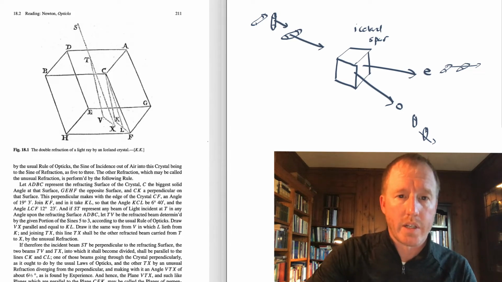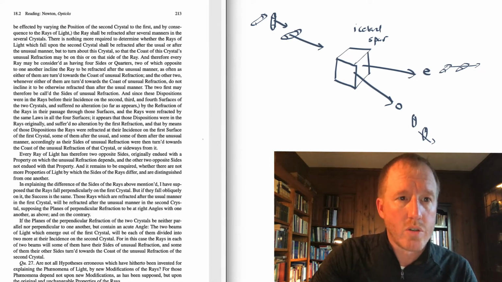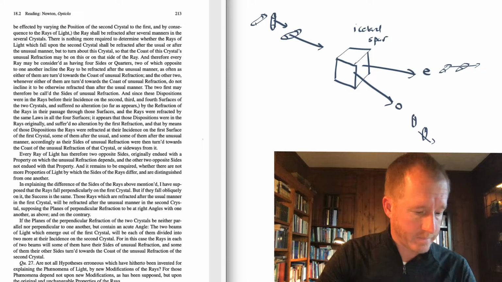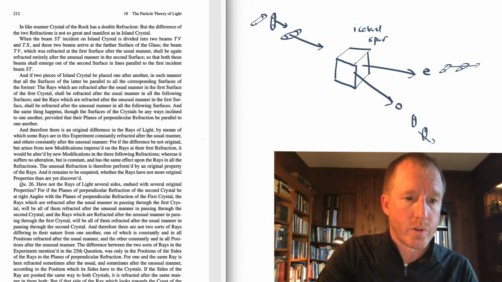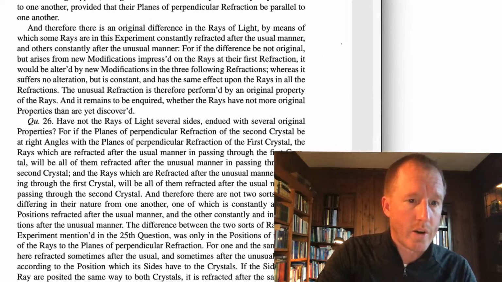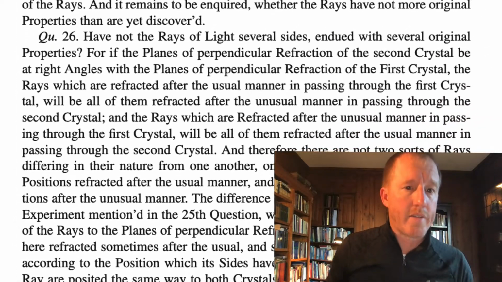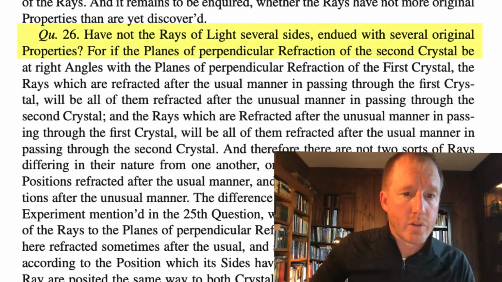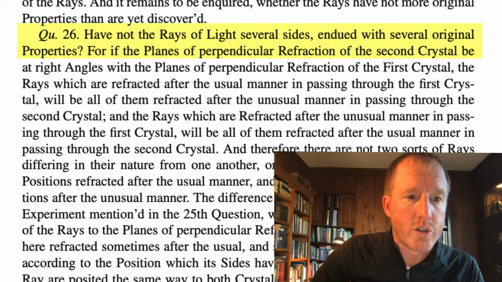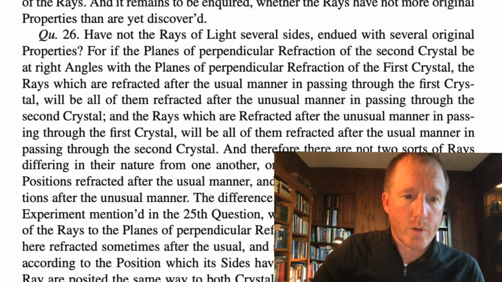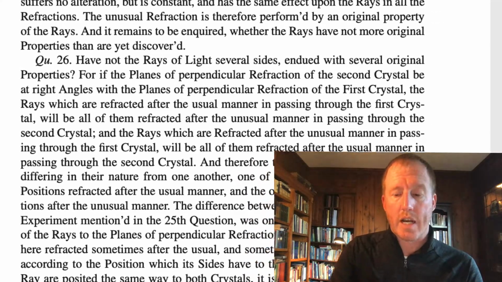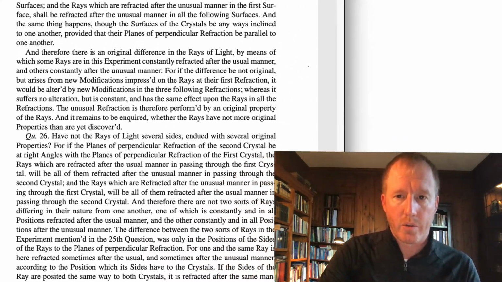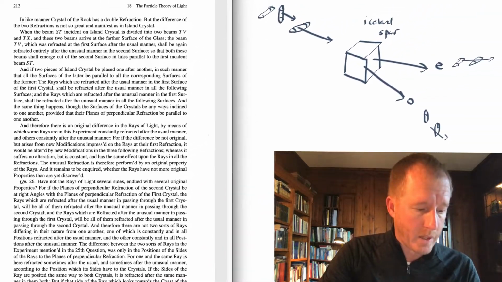And this is something that he talks about on page 213. I'm sorry, on page 200, and maybe it's about 211, 212. This is in his query number 26. He says, "Have not the rays of light several sides endued with several original properties?" And that's where he explains why he thinks that these original properties, the sidedness of these light particles, can account for these two separate beams.